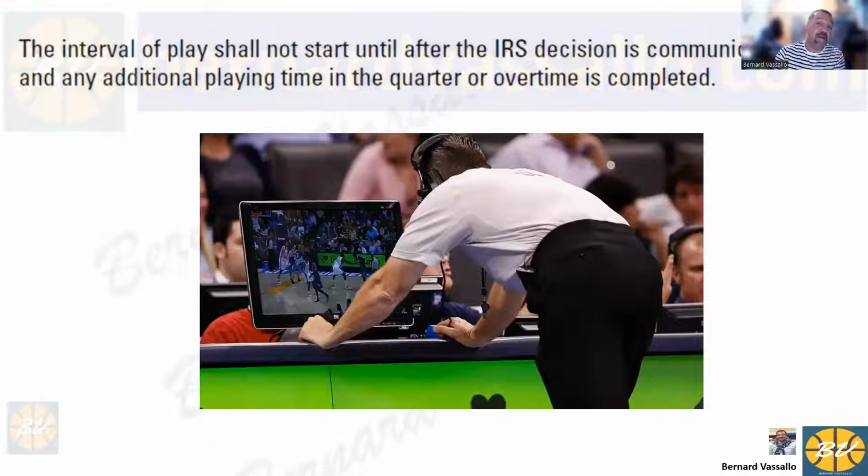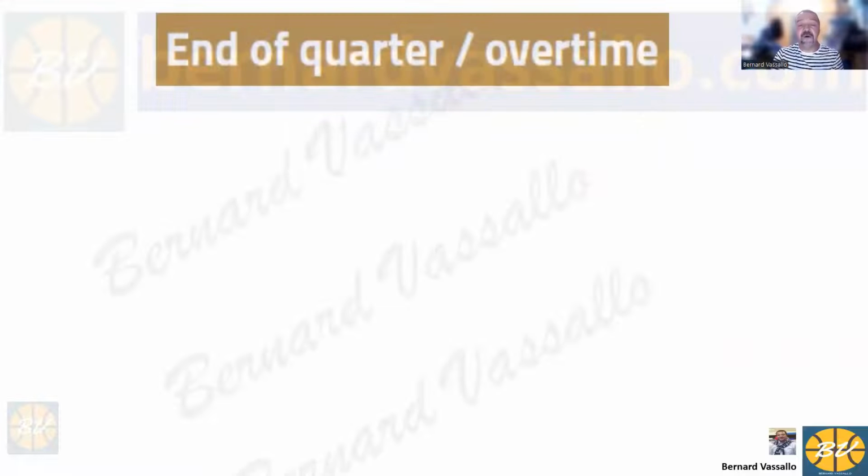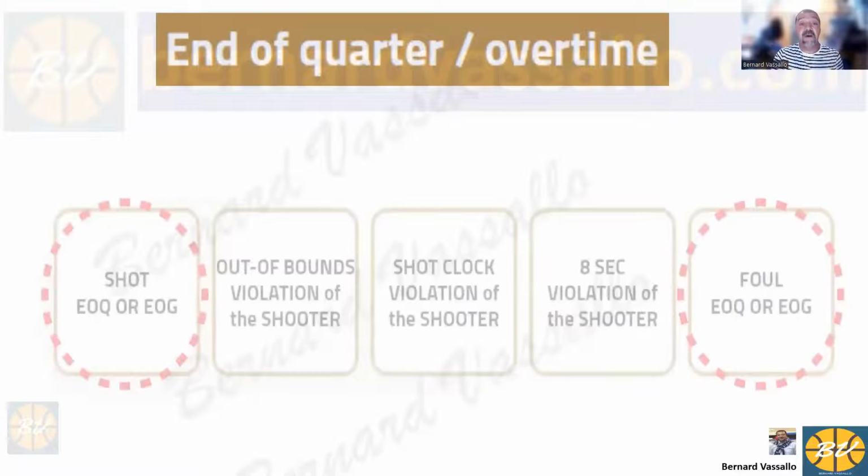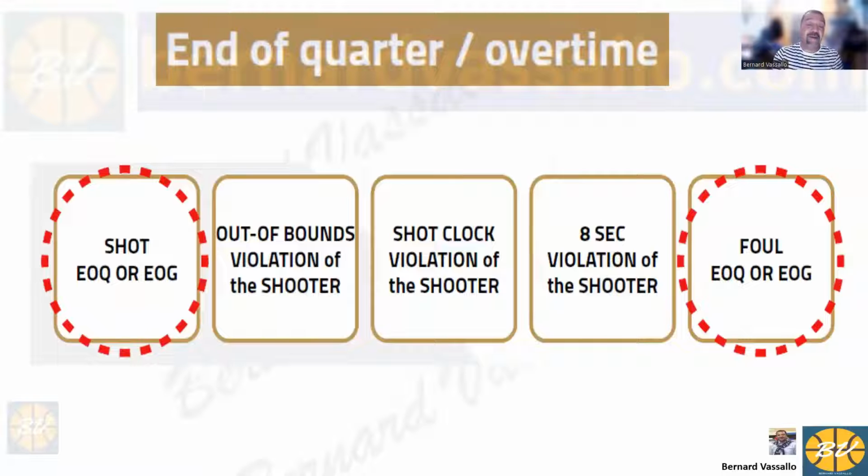Obviously, then, the particular time left on the game clock needs to be played until then we go to the interval of play. As seen also on the slide, the interval of play shall not start until the IRS decision is communicated, and if there is any additional playing time, this playing time needs to be completed, and then we have the interval between quarters, halftime, or whatever. Therefore, at the end of the quarter or overtime, we've got these situations explained a few minutes ago that could be used for review by the referees through the instant replay system.